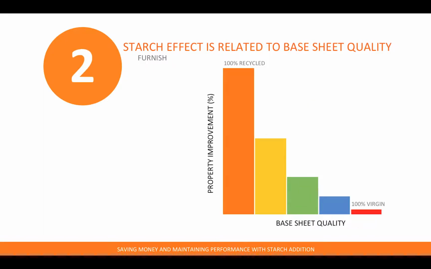The second thing we have to realise is the starch effect is related to base sheet quality. If I have a poor base sheet, for instance if I have a 100% recycled base sheet, the property improvement with a certain amount of starch can be very great. If I have a 100% virgin sheet, high quality fibres and good bonding, we only see very small amounts of improvement. So going from 100% recycled to 100% virgin, if we just look at the percent improvement from the base sheet, we see that virgin fibre doesn't give us as much with starch as the recycled fibre.